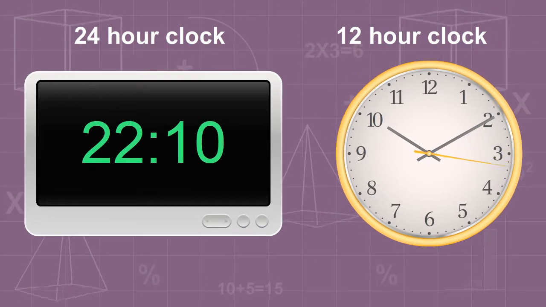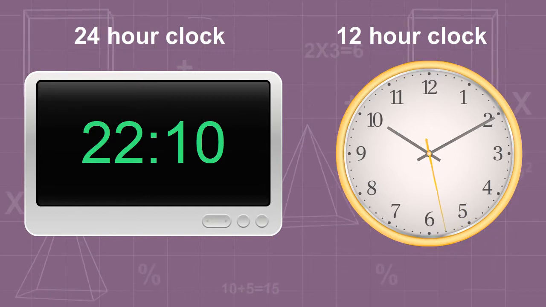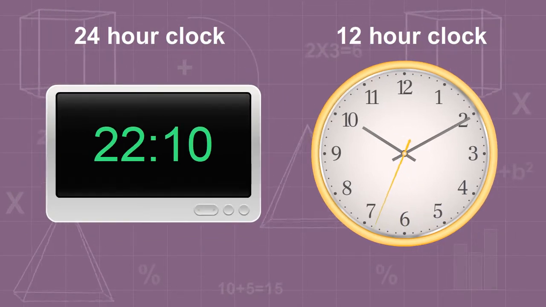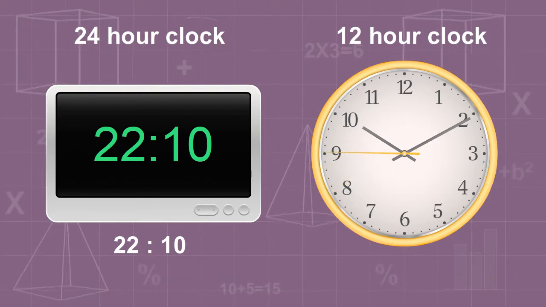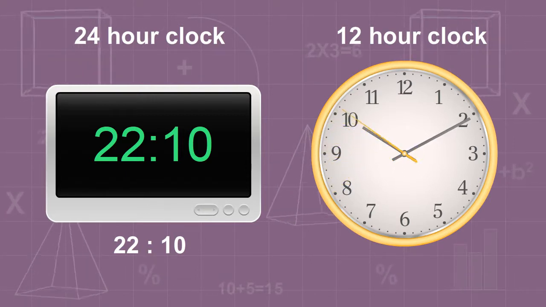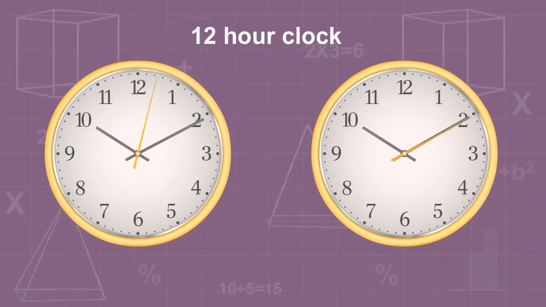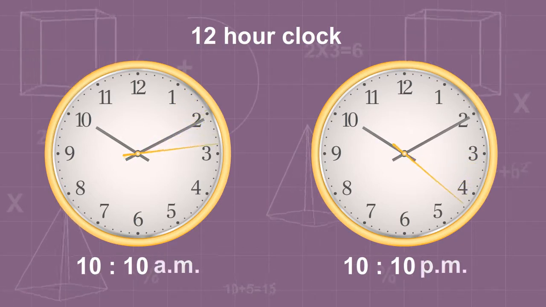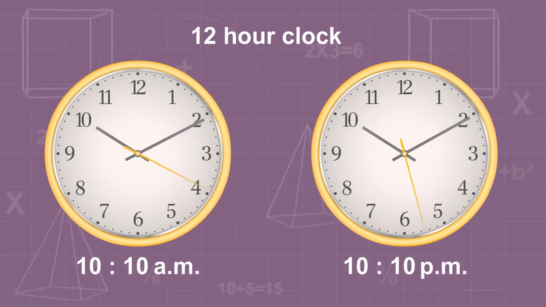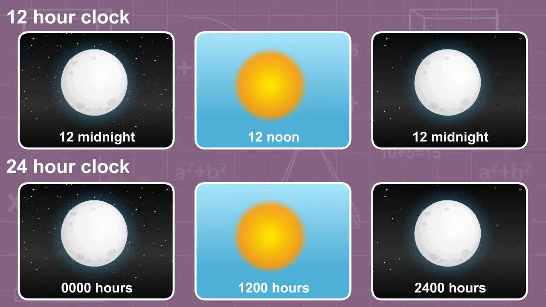Yet, only one of the two clocks helps you to tell whether it is day or night. The digital clock tells that it is 10:10 in the night since it follows the 24-hour clock. In the case of 12-hour clock, the same timing is shown 2 times a day. People use AM or PM to tell what part of the day it is. Here the two clock systems are shown.